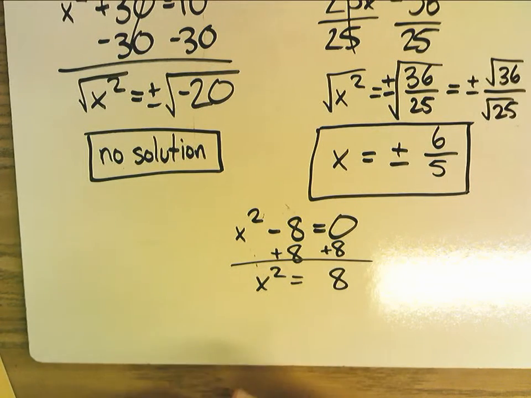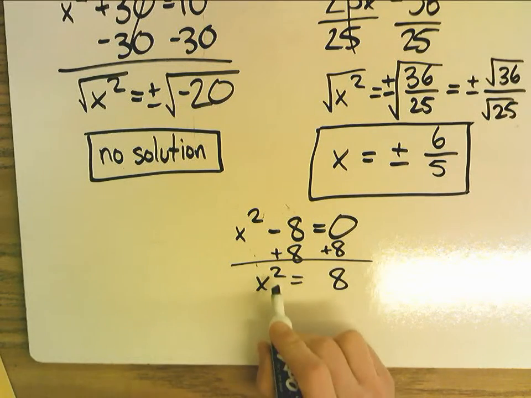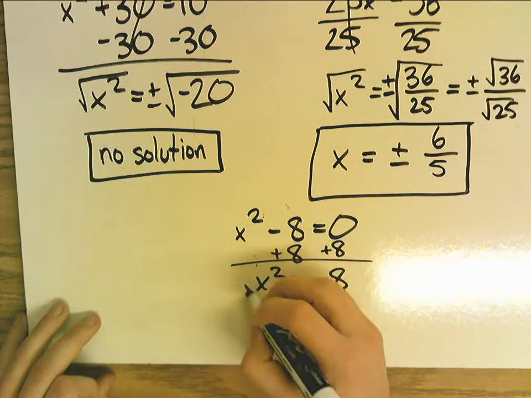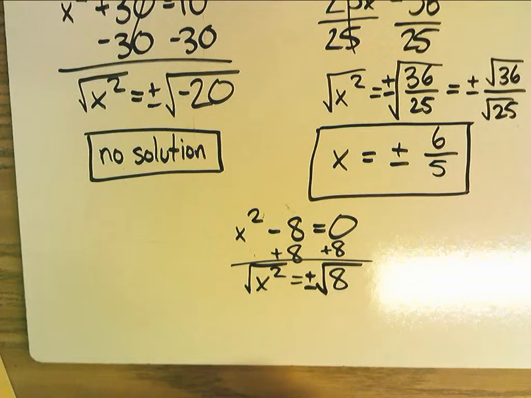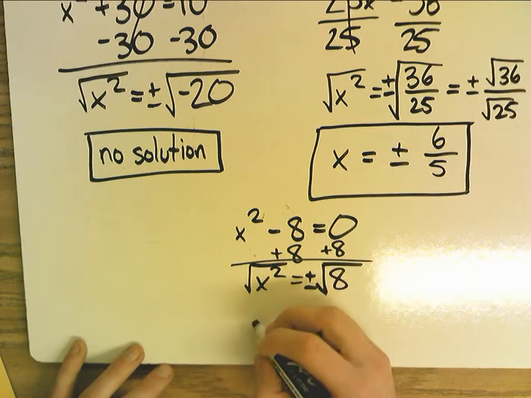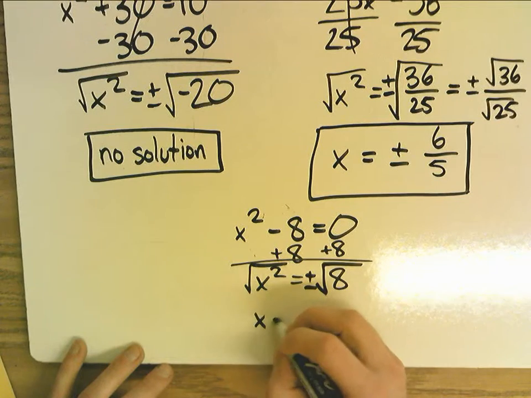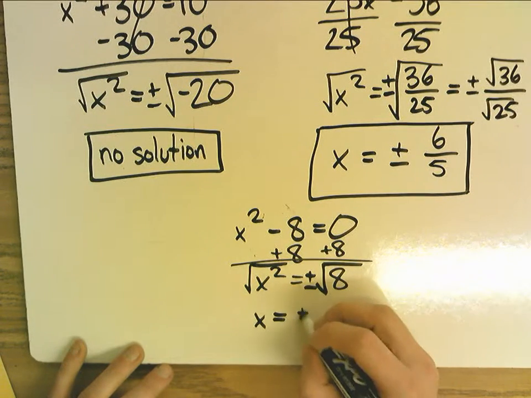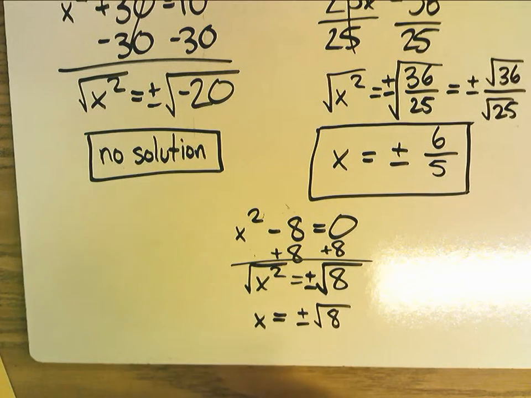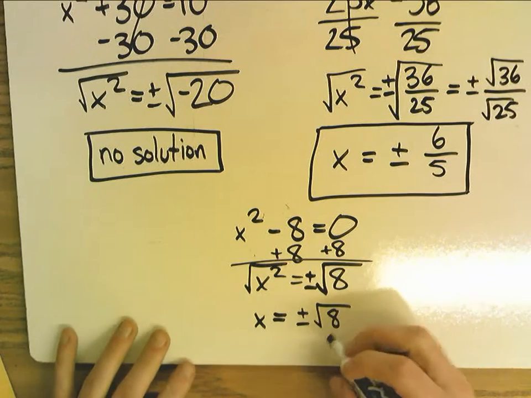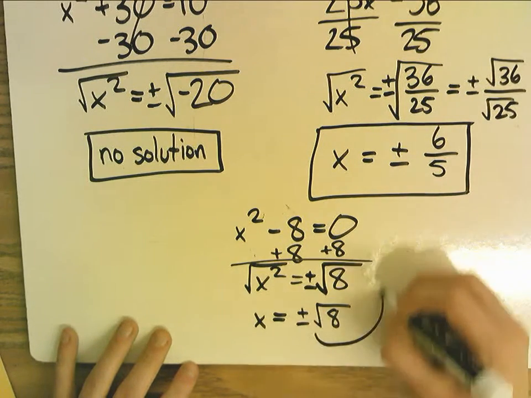We want to cancel out the squared, so we're going to square root both sides, taking a positive and negative answer. So we end up with x is equal to plus or minus root 8. The question you have to ask yourself at this point is, can we simplify this root 8 any further?